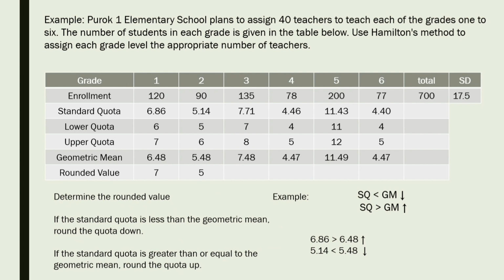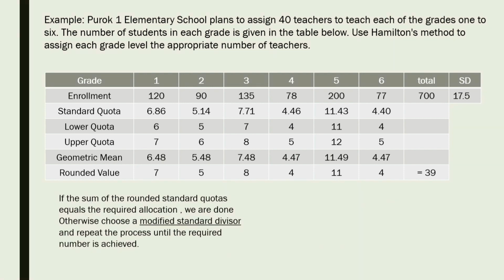As you can see, in grade 1, our standard quota is 6.86 and our geometric mean is 6.48. We'll round up because our standard quota is greater than the geometric mean. Use this technique for the other grades as well. And then this is what we get. And when we add all the rounded values, we get 39.